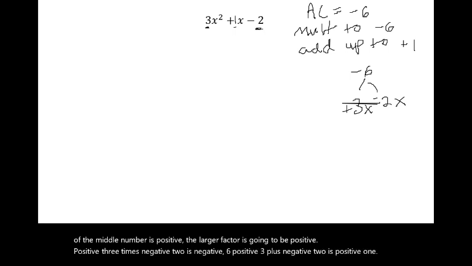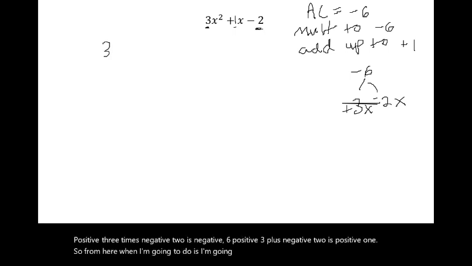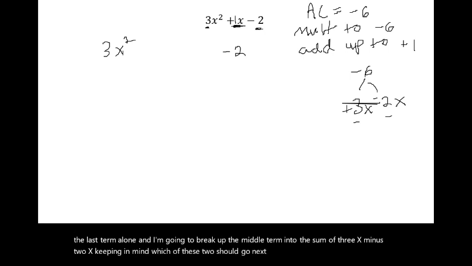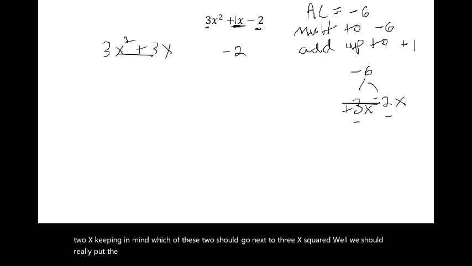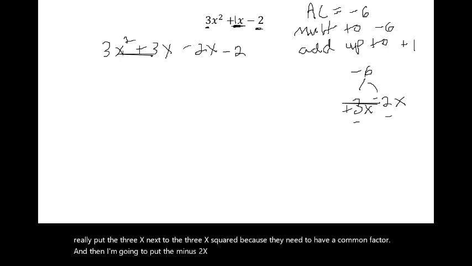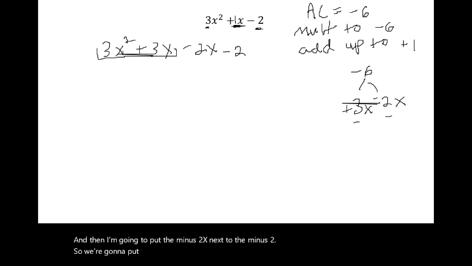So from here, what I'm going to do is I am going to leave the first term alone. I am going to leave the last term alone. And I'm going to break up the middle term into the sum of 3x minus 2x, keeping in mind which of these two should go next to 3x squared. Well, we should really put the 3x next to the 3x squared because they need to have a common factor. And then I'm going to put the minus 2x next to the minus 2. So we're going to put the first two terms into a group, and then we're going to put the last two terms into a group.